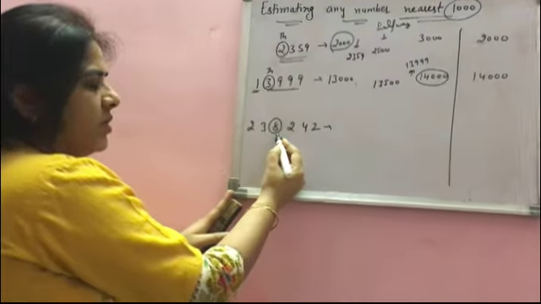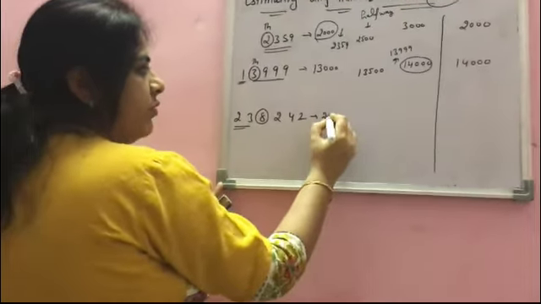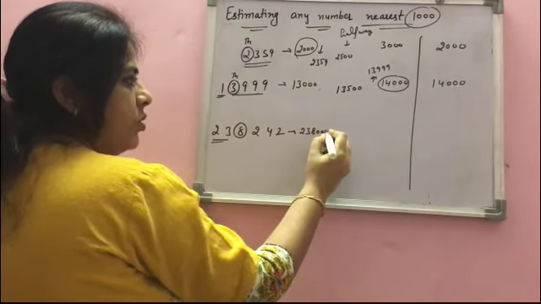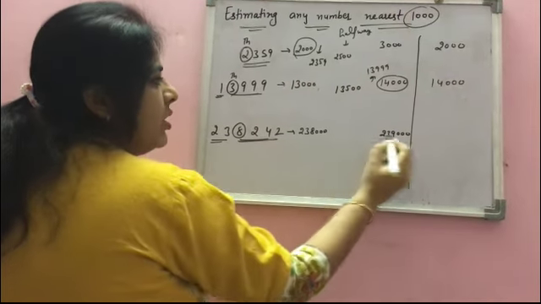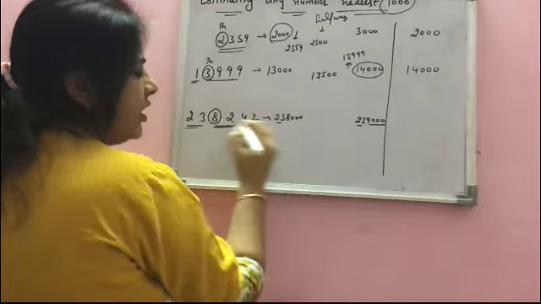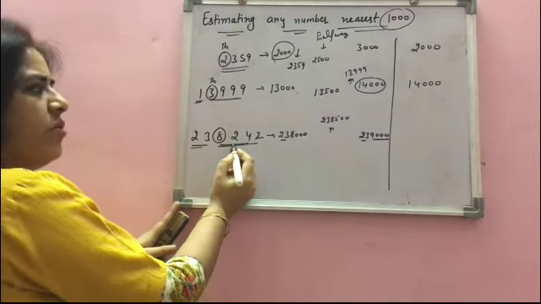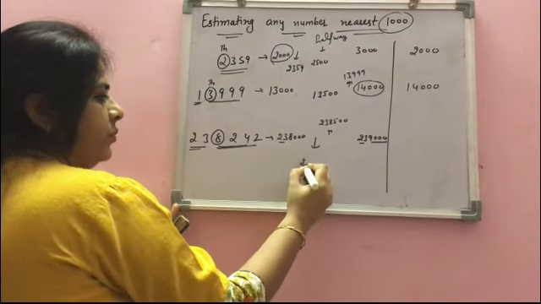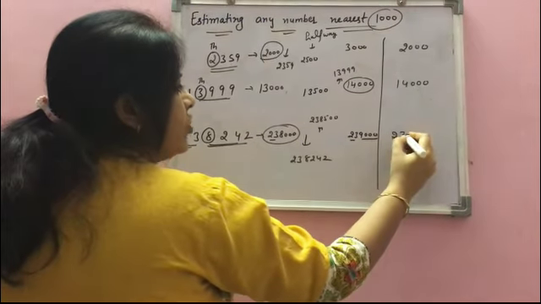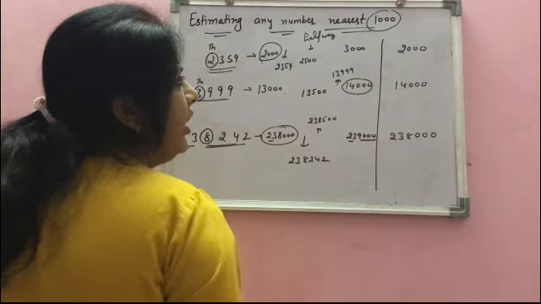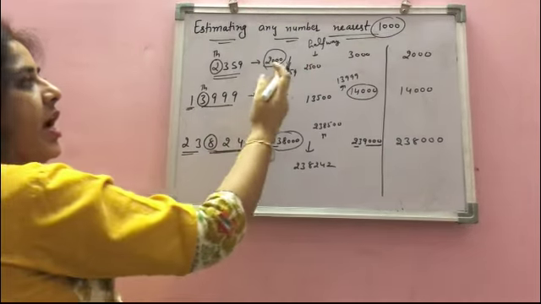Same, the 1000 place digit is 8, so it will remain the same. So it is 8000 something. It lies between 23,800 and 23,900. It means 8000, 9000, and this will remain the same. What is the halfway? 238,500. Is it less than halfway or more than halfway? Less than halfway. So it is estimated to this. So in this way we can estimate any number to nearest 1000 by taking its 1000 place digit and its multiples of 1000.